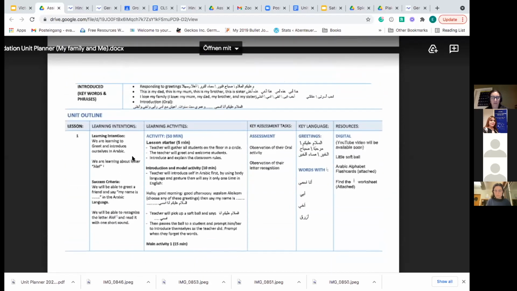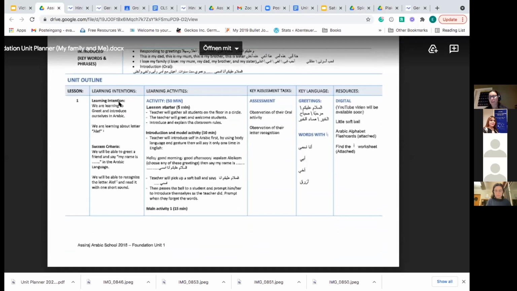Here we go. On the left-hand side, you can see learning intentions. That's a really important part. So you write down, and ideally you would put that up on your whiteboard in the class at the start of your lesson, so you can show your students what you're going to do with them today.